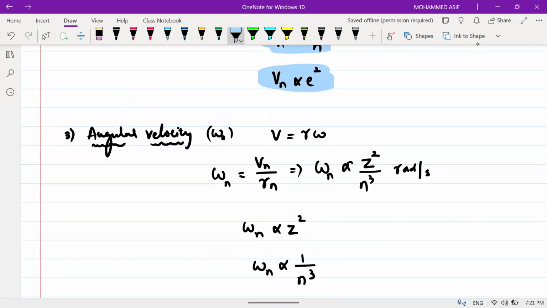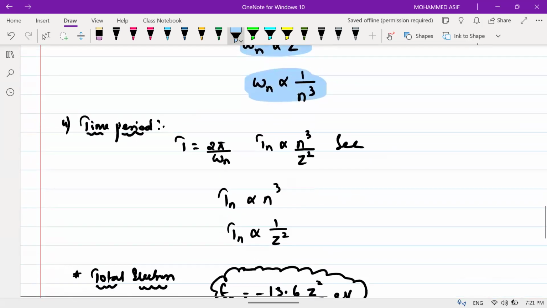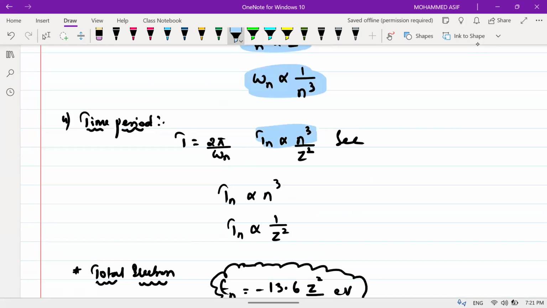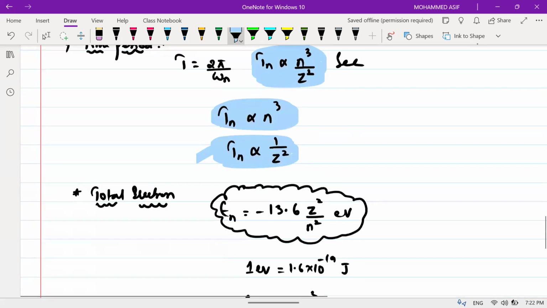Angular velocity is given by the formula this one. Angular velocity is directly proportional to Z square, inversely proportional to your n cube. This is what we learned earlier. Time period of nth orbit is directly proportional to n cube and inversely proportional to Z square. Tn is directly proportional to n cube. Tn is inversely proportional to Z square.